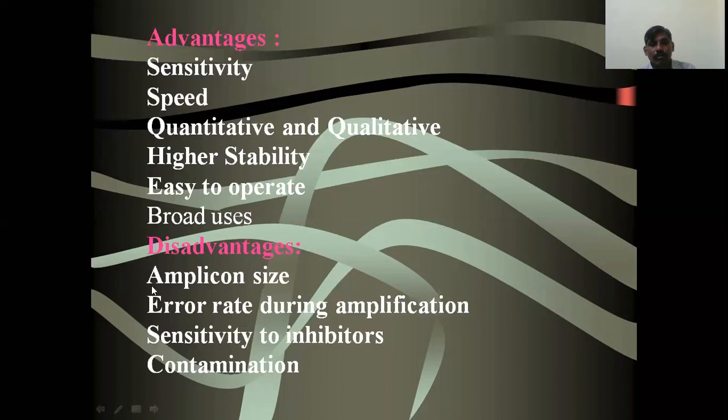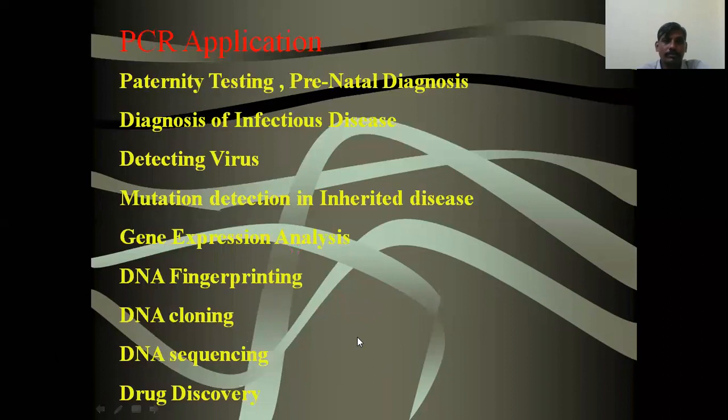If the sample DNA or target DNA size increases, the amplicon size also increases. Sometimes an error rate will appear in the PCR products, an error during the amplification process, and sometimes the process or its sensitivity is inhibited by different types of antibiotics, and by contamination. If primers are not correct, contamination also takes place, and we get different DNA molecules. So these are the advantages and disadvantages of PCR.